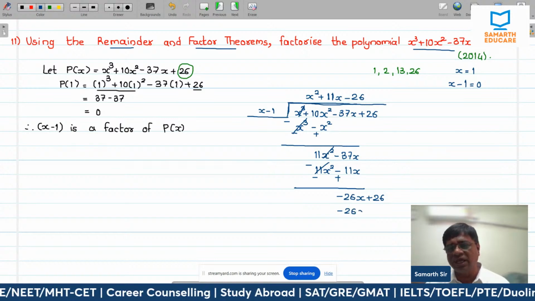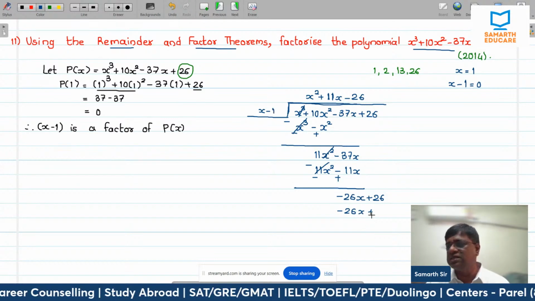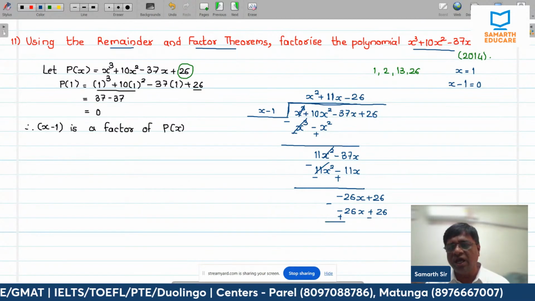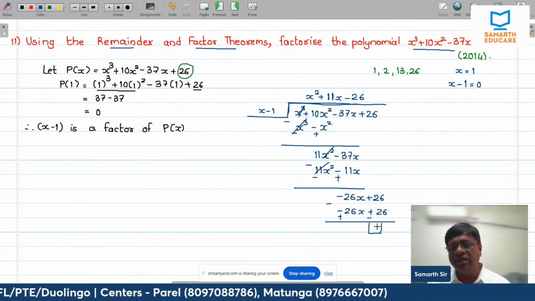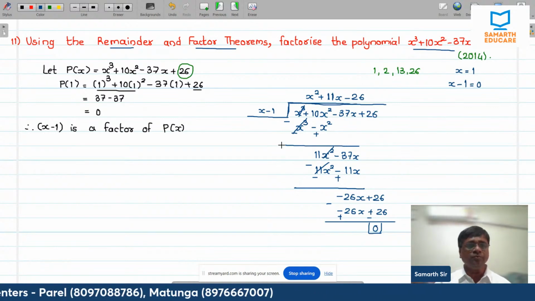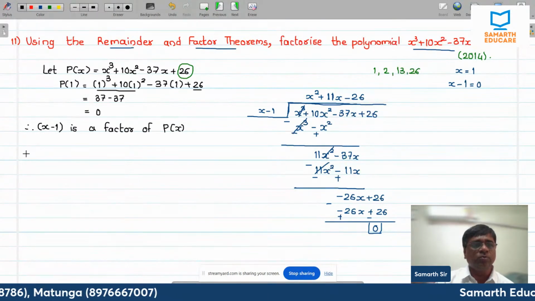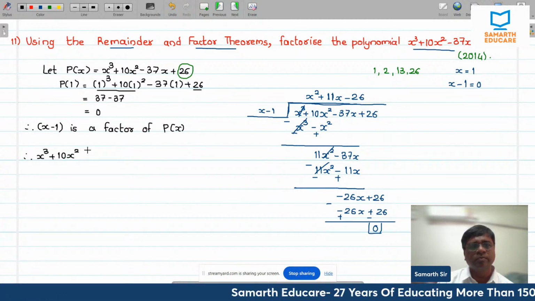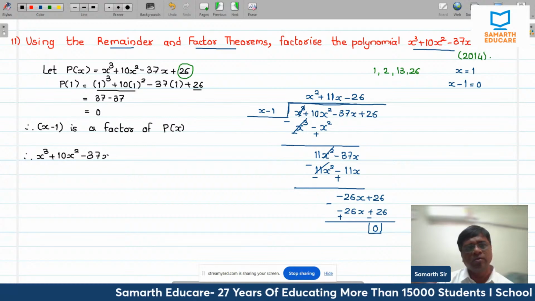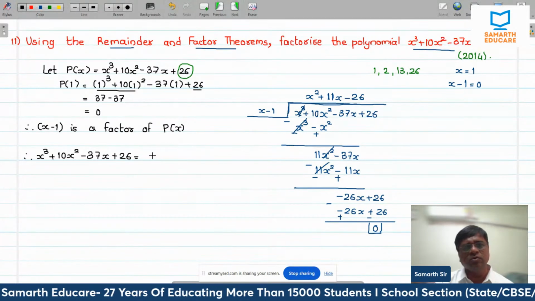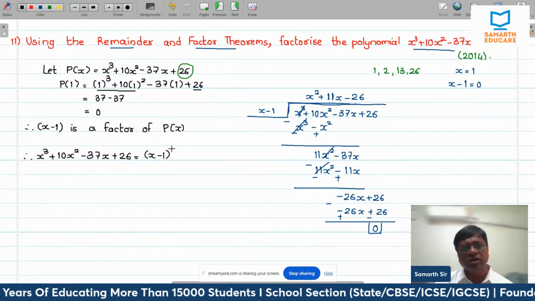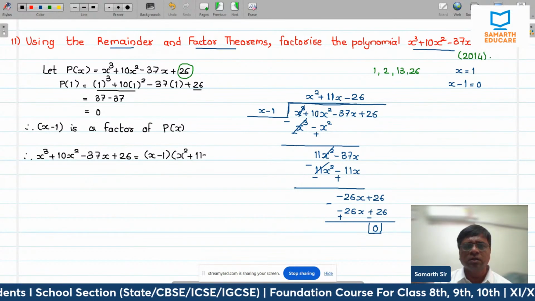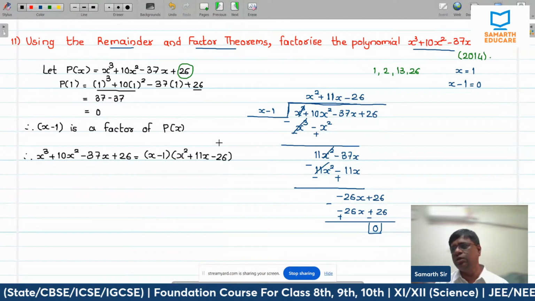is minus 26x. Minus 1 multiplied by minus 26 is plus 26. When I subtract this, the signs will change and they cancel each other, and the remainder is 0 as expected. Right? So now coming back to the problem, this means x cube plus 26 is equal to x minus 1 divisor into quotient plus remainder. मेरा 0 है तो लिखने की जरूरत नहीं.